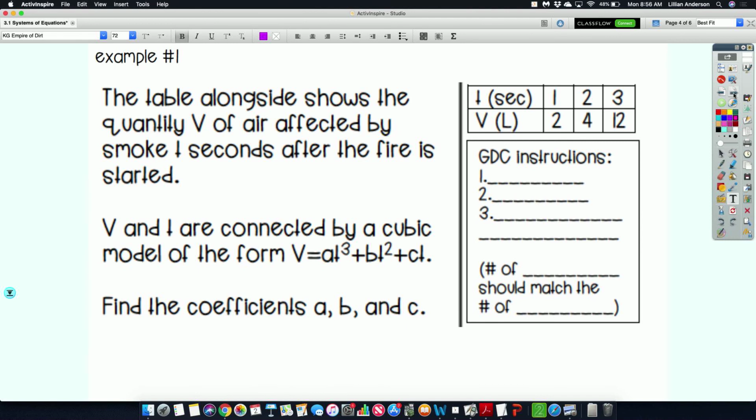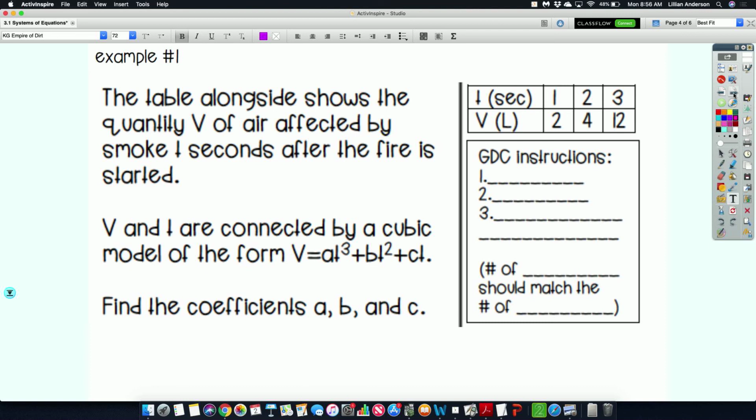So the table alongside shows the quantity V of air affected by smoke T seconds after the fire is started. Okay? So V, in this case, is going to represent liters. T represents seconds. And this particular data is modeling the first 3 seconds of volume. V and T are connected by a cubic model. So this time you're given exactly what type of model is going to represent this data.